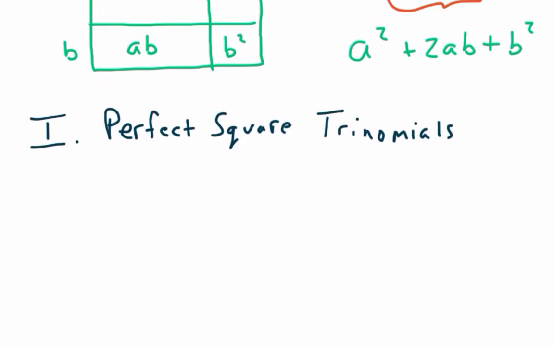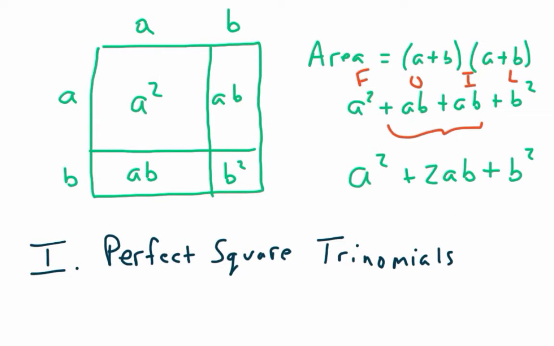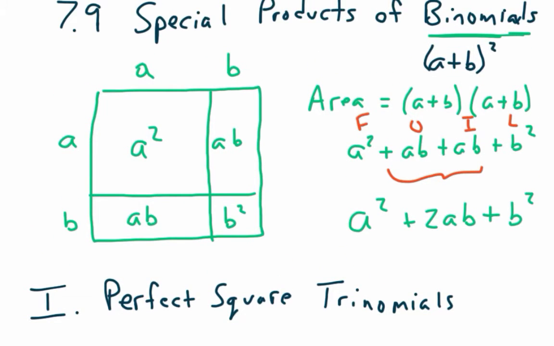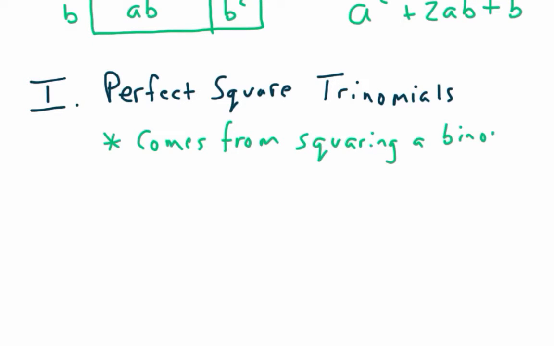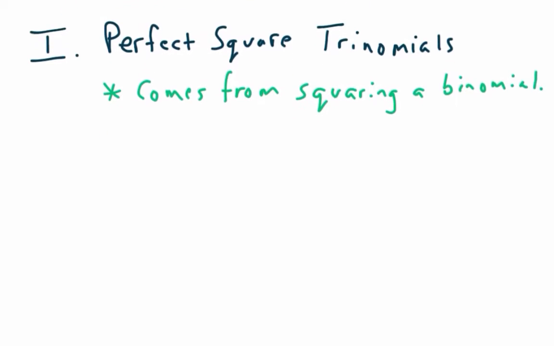So perfect square trinomials come from squaring a binomial. In this original problem, you could say this a plus b times a plus b is the same as a plus b quantity squared, right? So squaring a binomial is going to give you one of these perfect square trinomials. And maybe I'll quickly write that down. It comes from squaring a binomial. And if you can kind of picture that square, that's going to make things make a little bit more sense later.